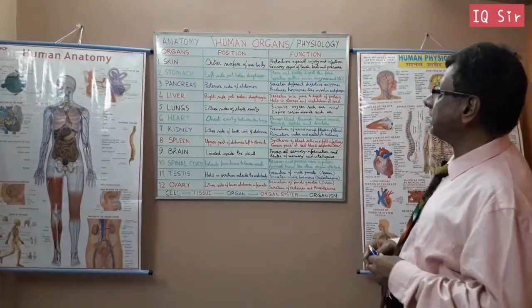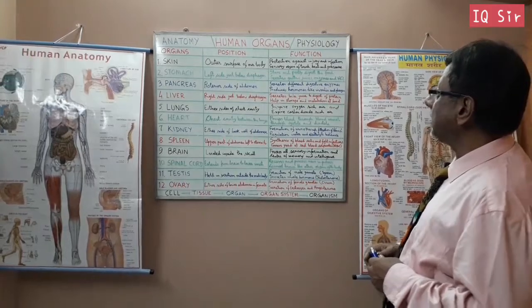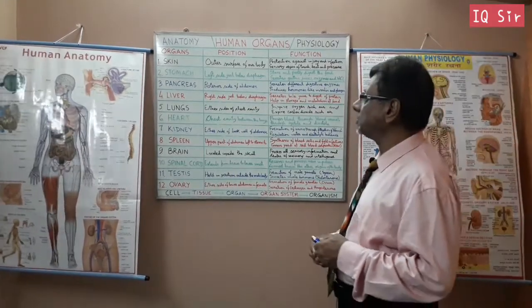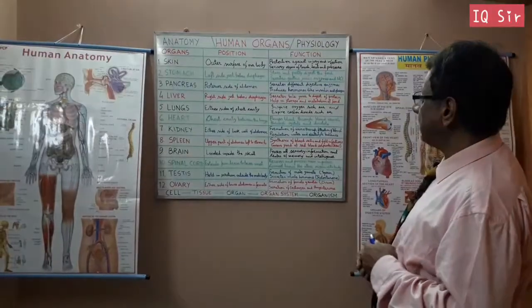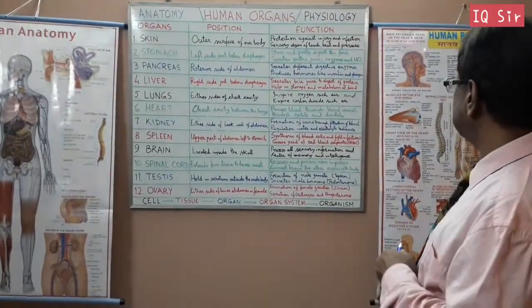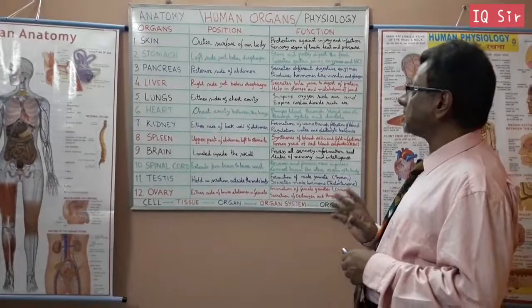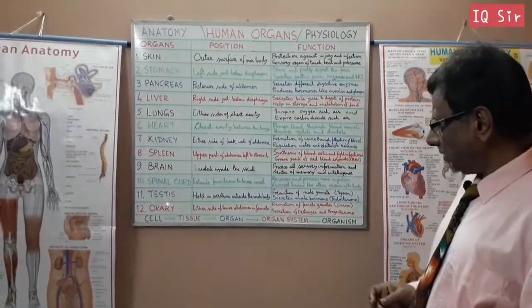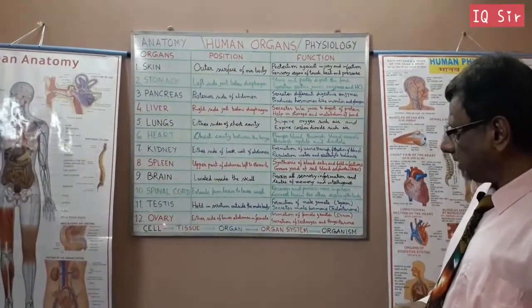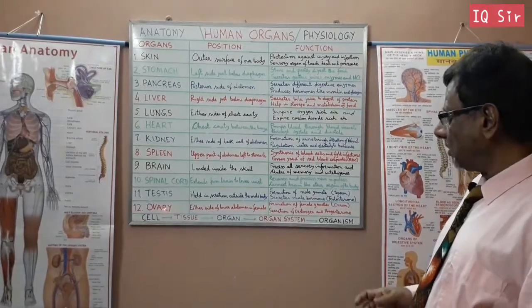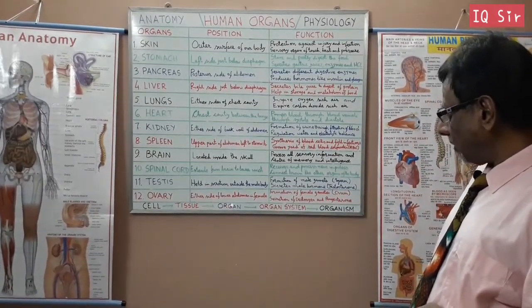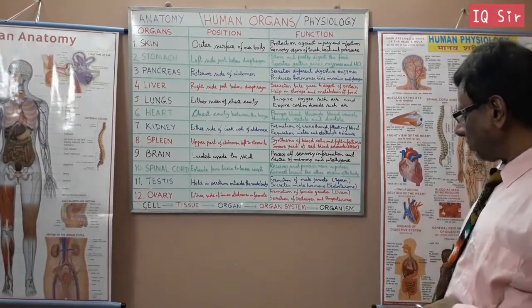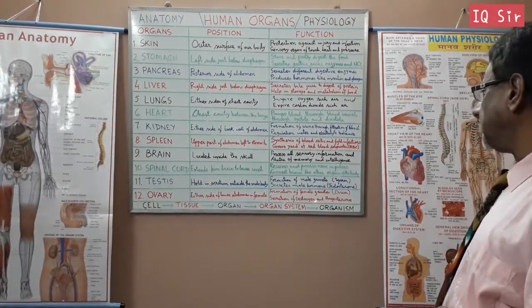So today we shall take up human organs, and to study the human organs we have to study the anatomy as well as physiology. We have a chart for that. Before that I must tell you that we have studied the cell, and a group of different types of cells form the tissue, and different types of tissue form the organ, and it is the organ which forms the organ system, and finally the organism.